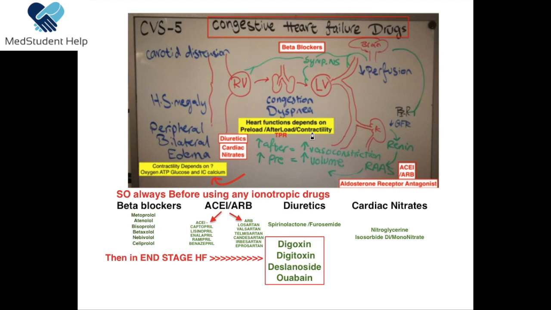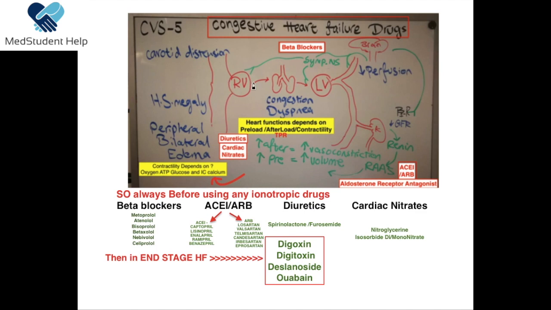As we know, the heart is a muscle. It is a cardiac muscle, right? And this muscle is in continuous need of oxygen, ATP, glucose, and calcium, the intracellular calcium. If these things are available for the cardiac muscle, then the cardiac muscle is going to be contracting well, and it is going to be ejecting the blood out of the heart.